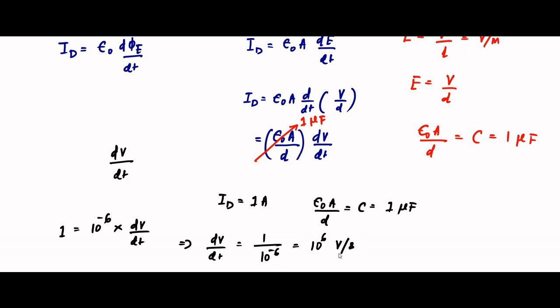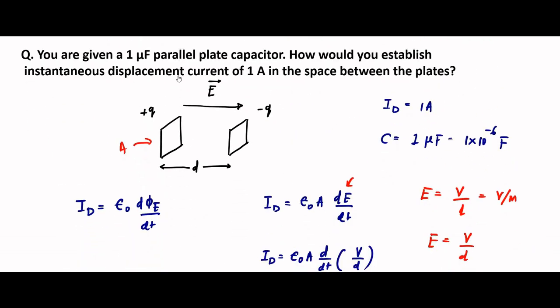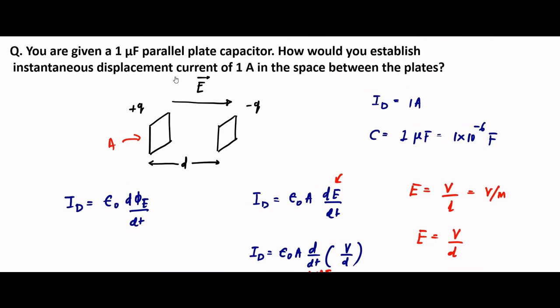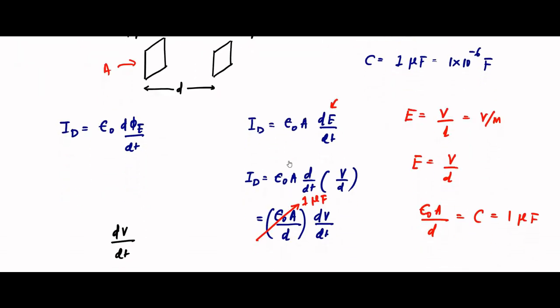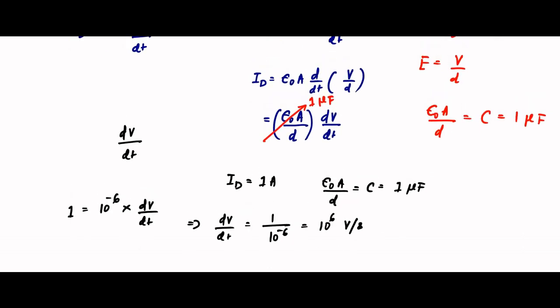So if we want to generate a displacement current of 1 ampere between the two plates of a 1 microfarad parallel plate capacitor, then we have to change the electric potential at the rate of 10 to the power 6 volt per second. This is the thing that we have to do.